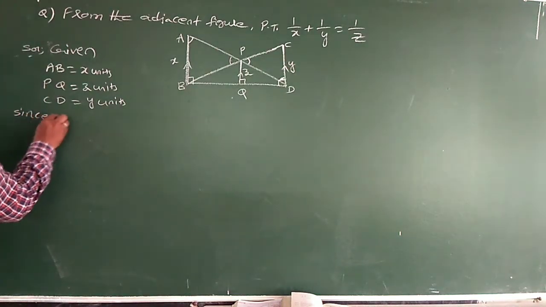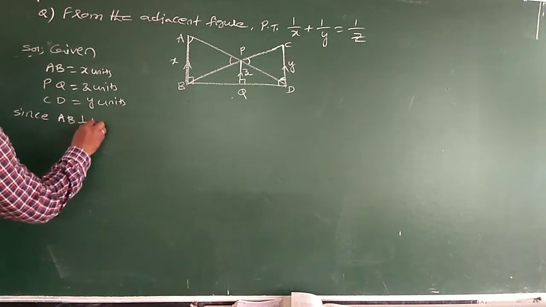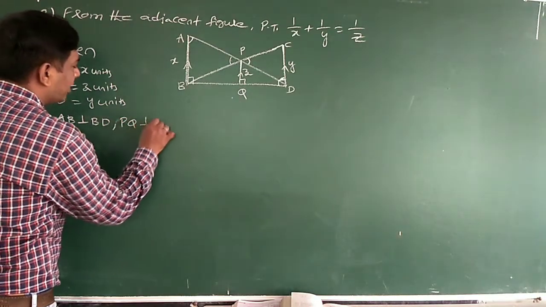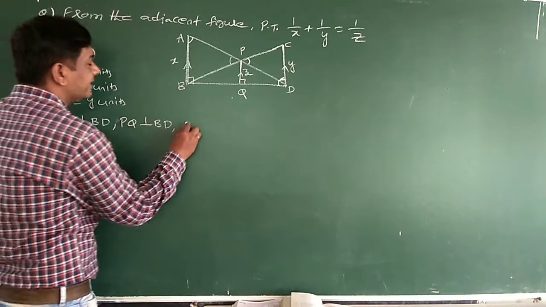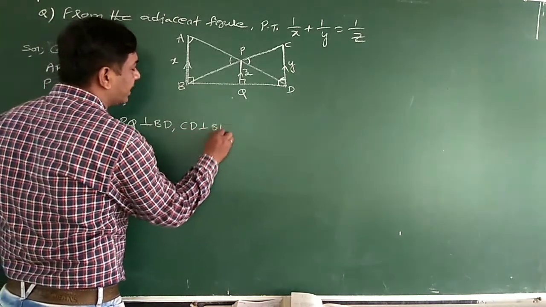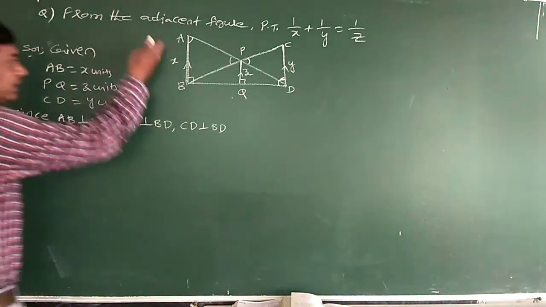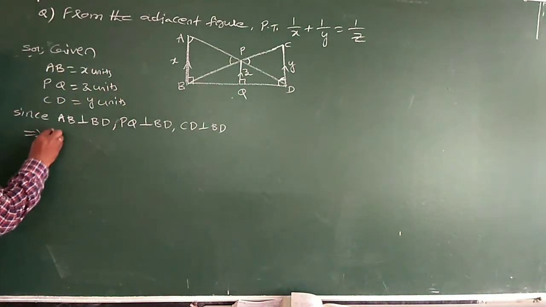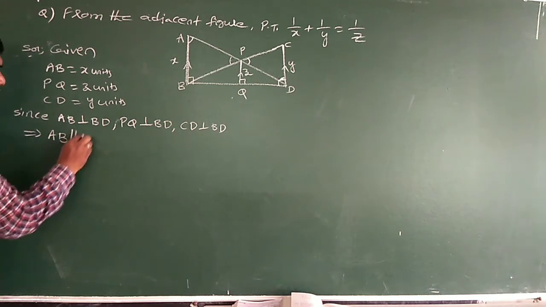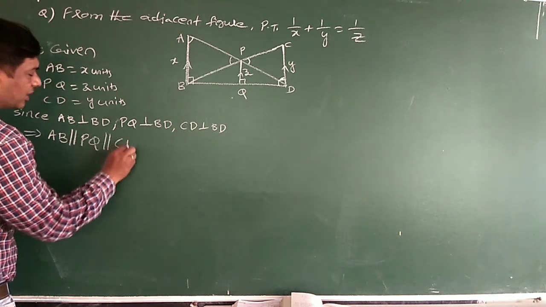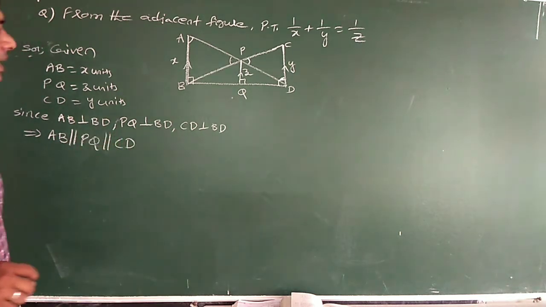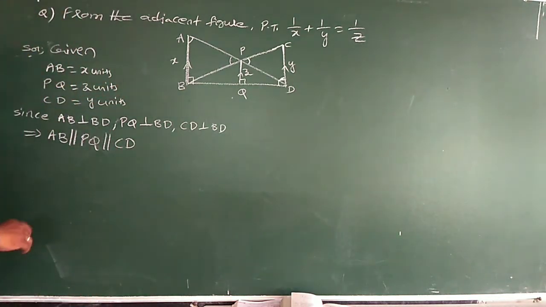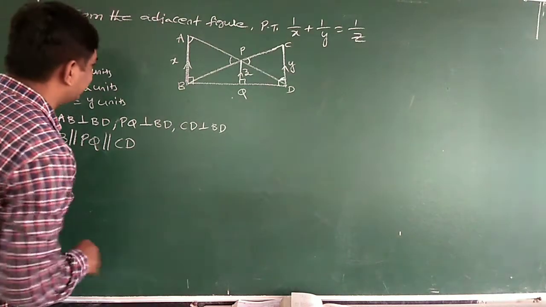Since AB is perpendicular to BD, PQ is perpendicular to BD, and CD is also perpendicular to BD, all these three lines are on the same base. So that implies AB is parallel to PQ is parallel to CD. Keep that in mind.